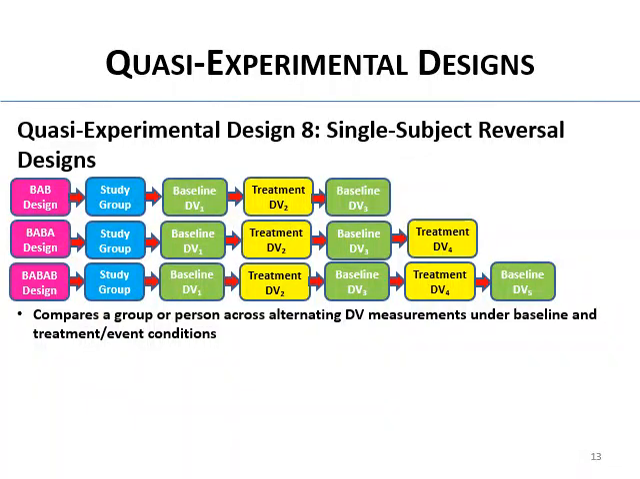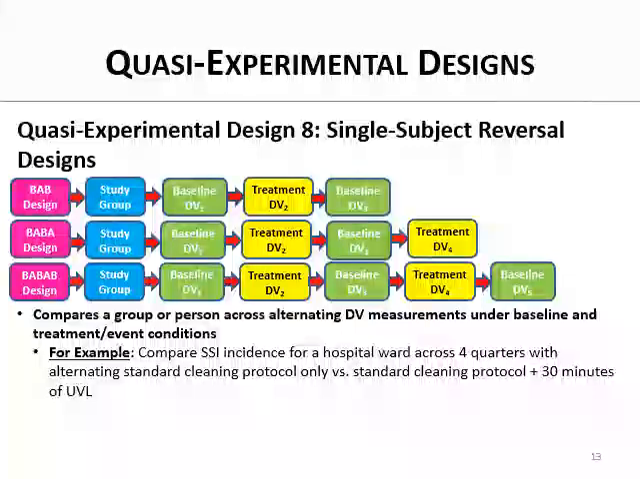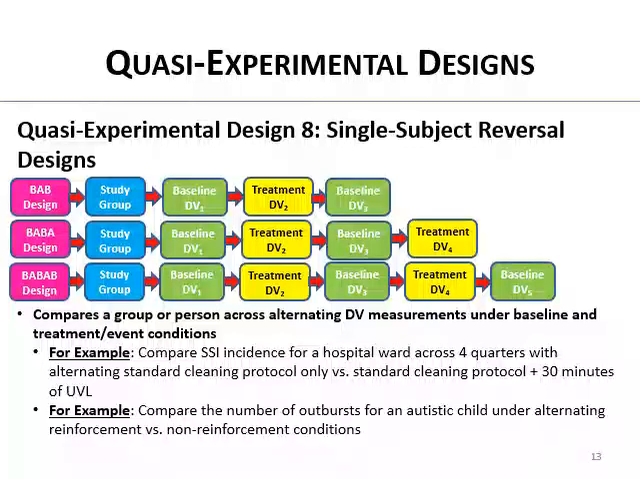So you compare a group or person across alternating DV measurements under baseline and also treatment conditions. For example, you could compare the SSI incidence for a hospital ward across 4 quarters with alternating standard cleaning only versus standard cleaning plus 30 minutes of UV ultraviolet light. You would expect that when it's just standard cleaning, the rates would be higher. You start using UVL, it goes down. Then when you turn it back off and aren't using UVL, it goes back up again.